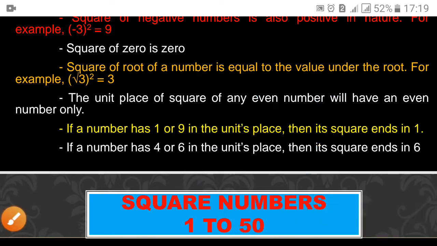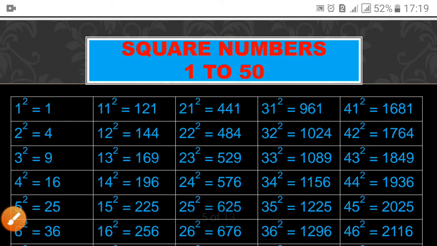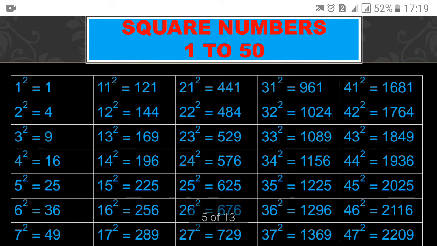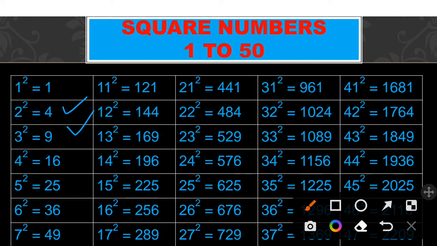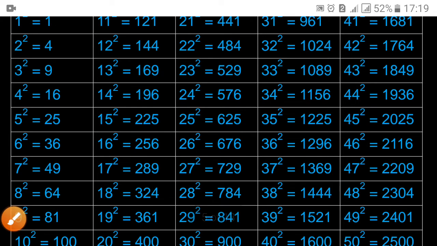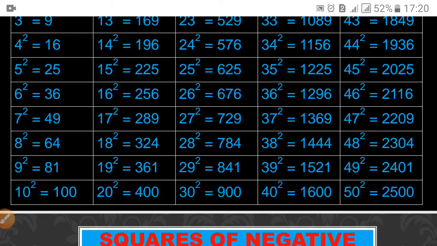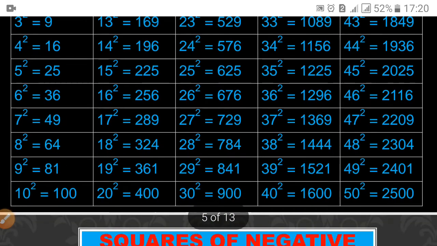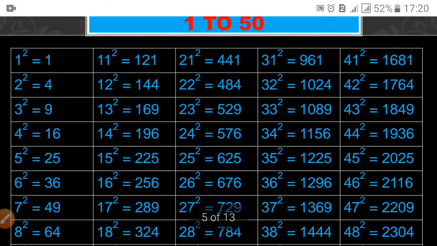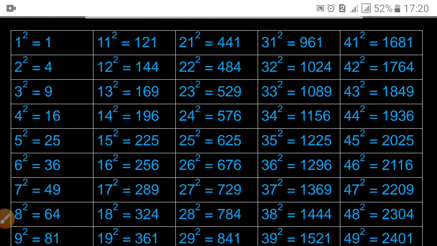These are some important square numbers from 1 to 50. So 1 square means 1, 2 square is 4, 3 square is 9, 4 square is 16, and so on. So these are the important squares. You have to memorize all these squares by heart. 9 square is 81, 10 square is 100, 20 square is 400, 30 square is 900, 40 square is 1600, and 50 square is 2500. So you have to memorize this table for quick calculation.